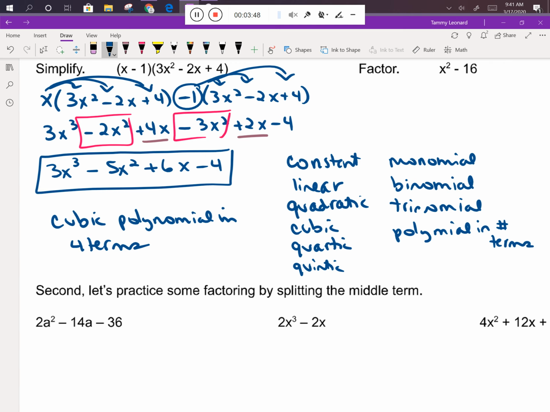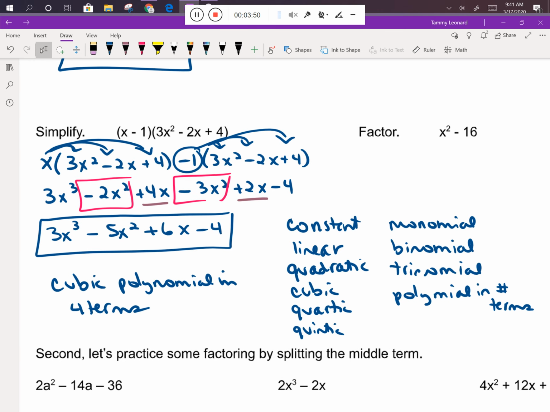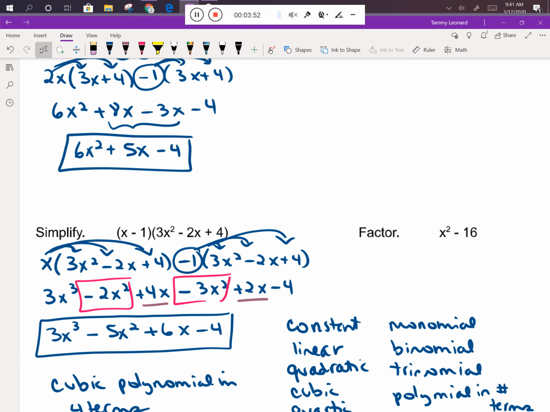All right, look up at the problem we did to start class today. 6x squared plus 5x minus 4. Pause for just a minute and name that thing. All right, I hope you called it a quadratic trinomial. Quadratic because it has a highest degree of 2, and trinomial because there are 3 terms.